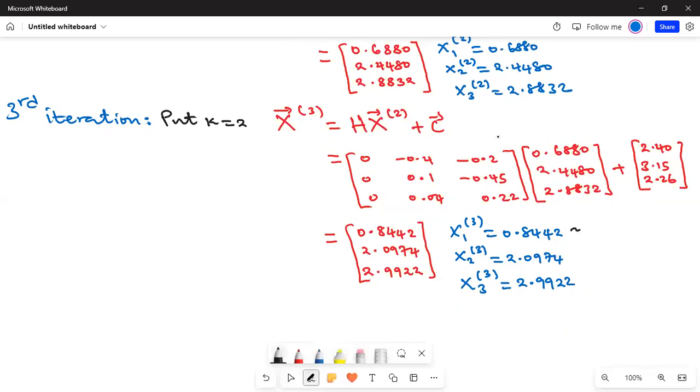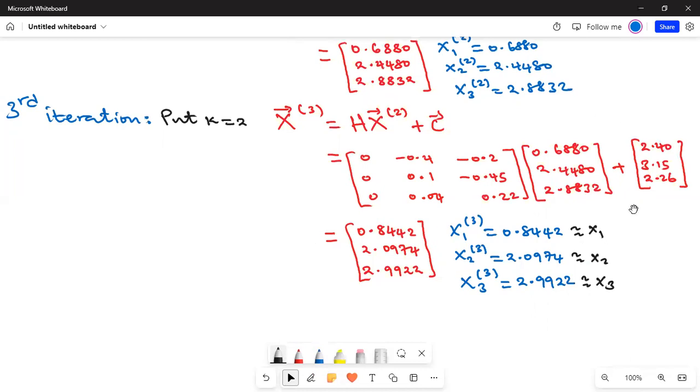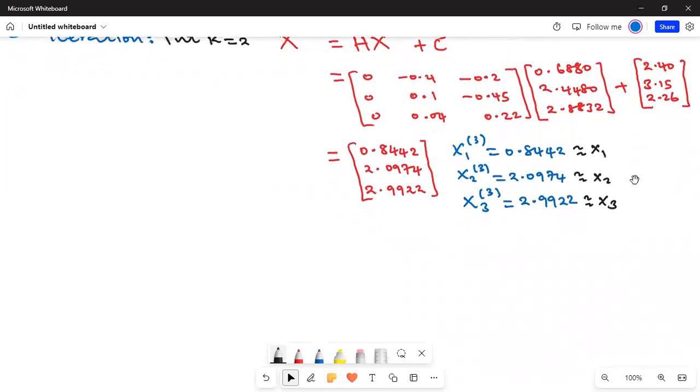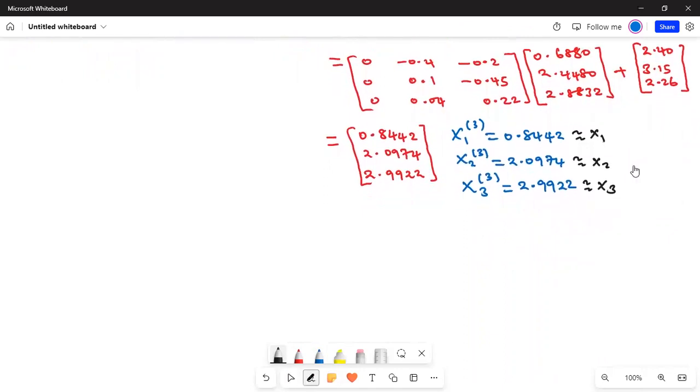So this is approximately equal to x1, x2, and this is x3. We are only asked to perform 3 iterations, and we have the approximate values of x1, x2, and x3. That is the first method, when you use matrix vector form. Second method, method 2.